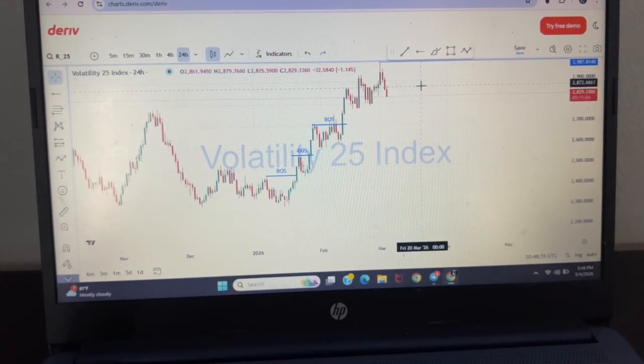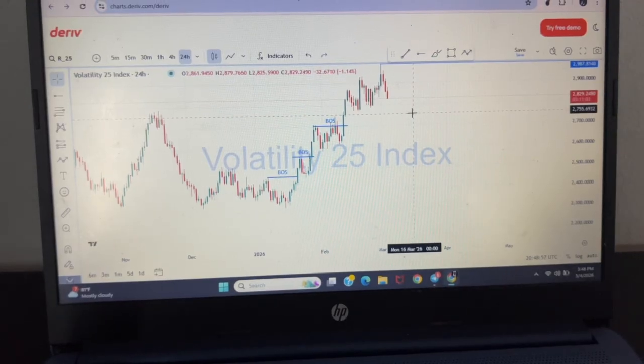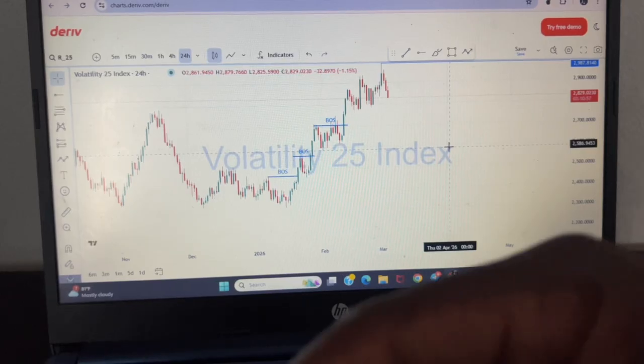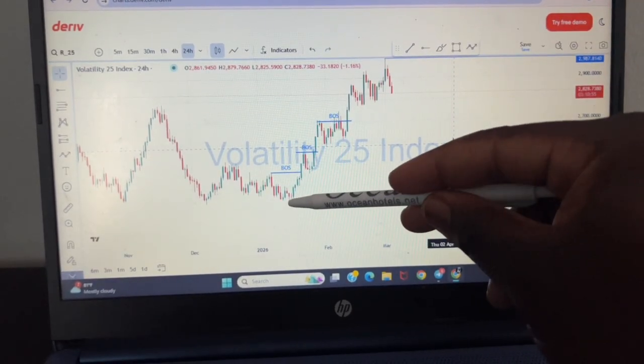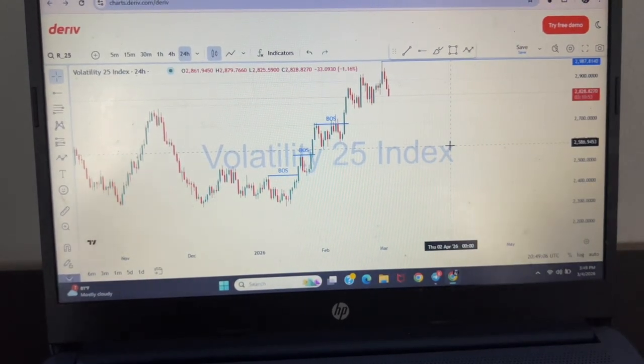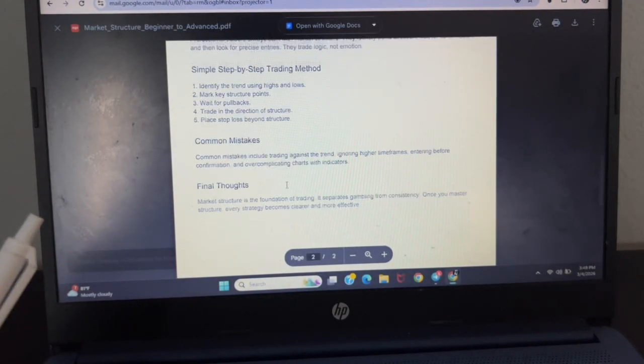We don't trade against the trend. We don't buy in a selling market, and we don't sell in a buying market. So for example, they would say you buy low and you sell high. So simple. All right, next thing on the market, final thoughts.